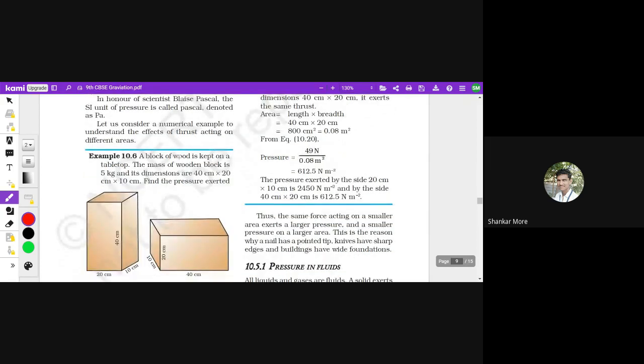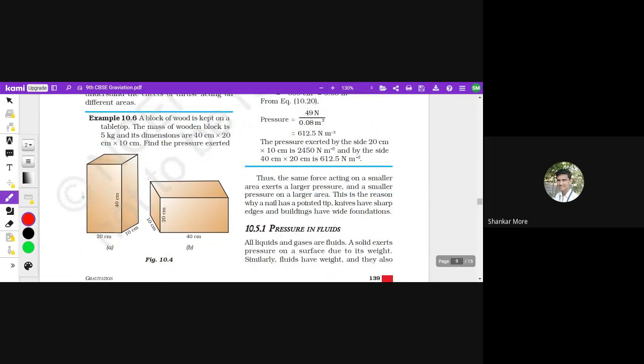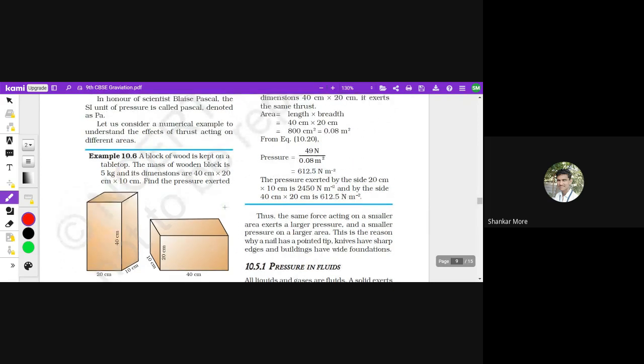Okay, so to understand this, matlab exactly ho kya raha hai, you have one more example here. See, this is the same wooden block. Ye bhi wooden block same hi hai, ye bhi wooden block same hi hai. Only the thing is its position, matlab usko rakha kaise gaya hai, right? It is vertical here and it is horizontal here. To iski wajah se, now what is question C?